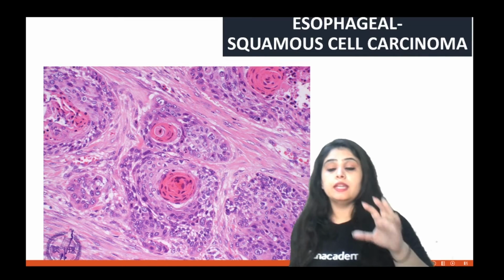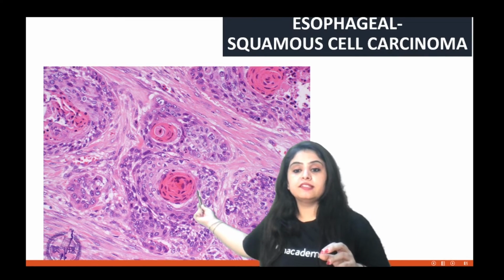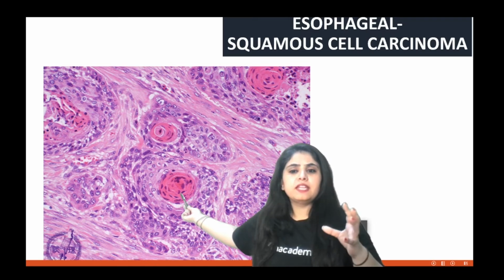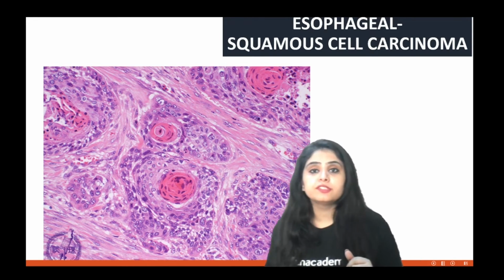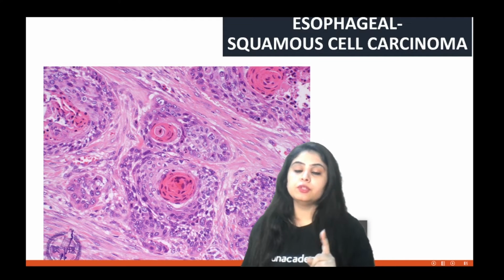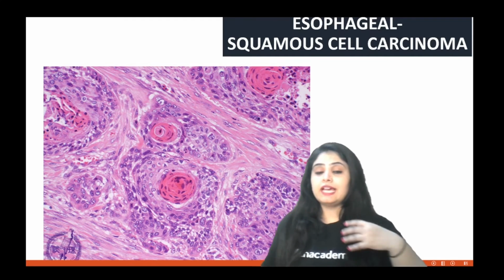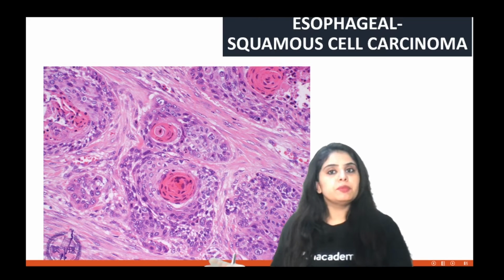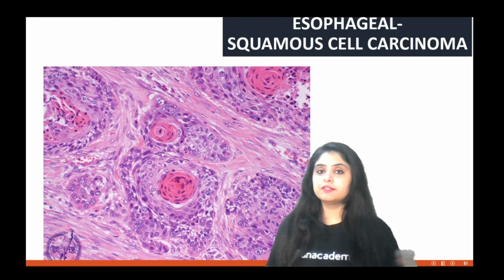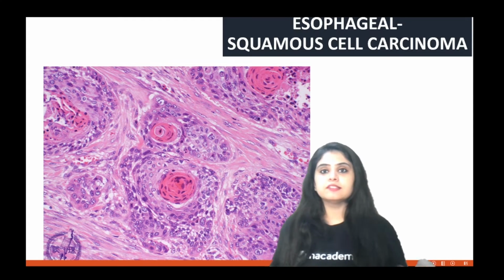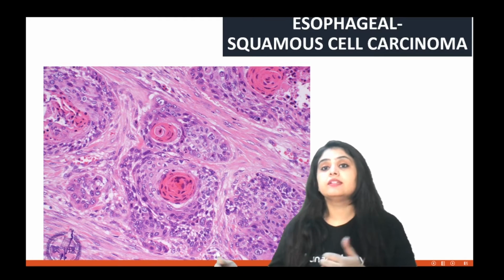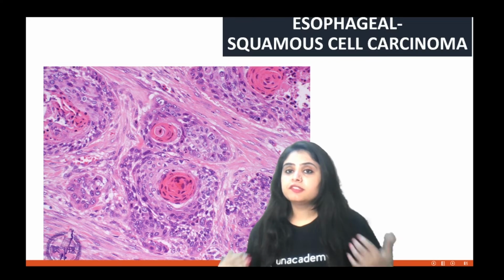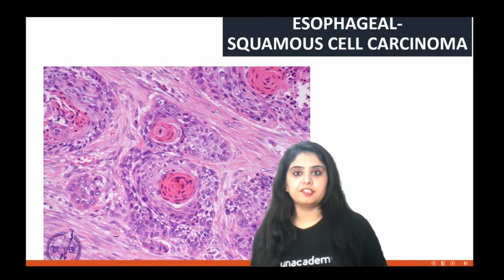Number two, something that you have to focus on is the center. The center appears very, very pink. And why is it so pink? What does the squamous epithelium produce? The squamous epithelium produces keratin, right? So if a normal epithelium produces keratin, cancer will produce more keratin. That is how a cancer works, right? Functionally, a cancer is similar to where it arises from. So squamous cell carcinoma will also produce keratin.